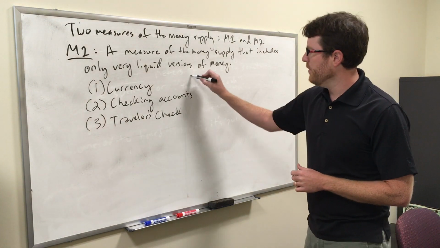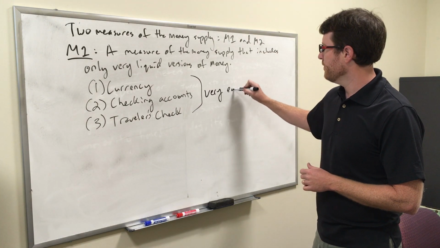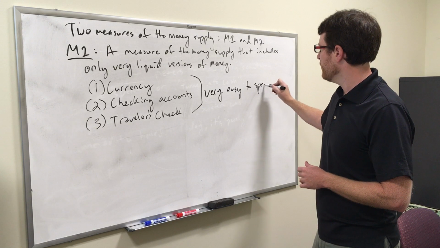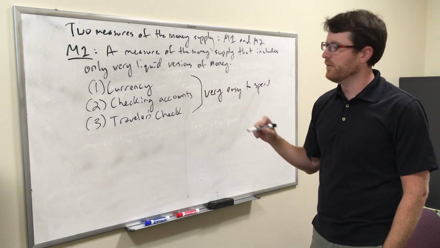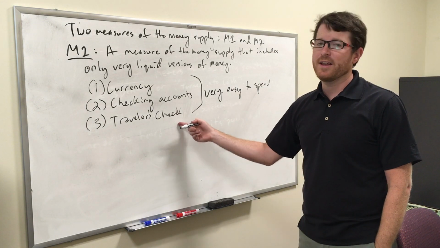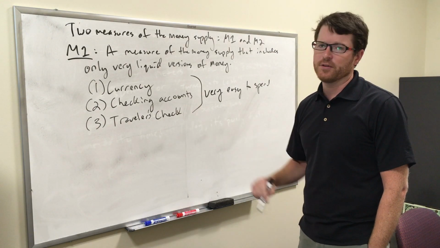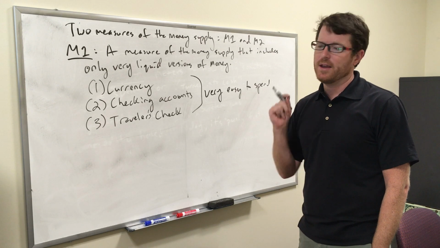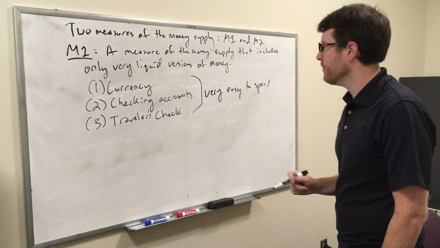So that's M1. All of these things are very easy to spend, okay? Cash, super easy to spend. Checking accounts, super easy to spend. And traveler's checks, if you owe someone money, they actually legally have to accept traveler's checks. So it's also very easy to spend because you can pay any debts with it. So that's M1.